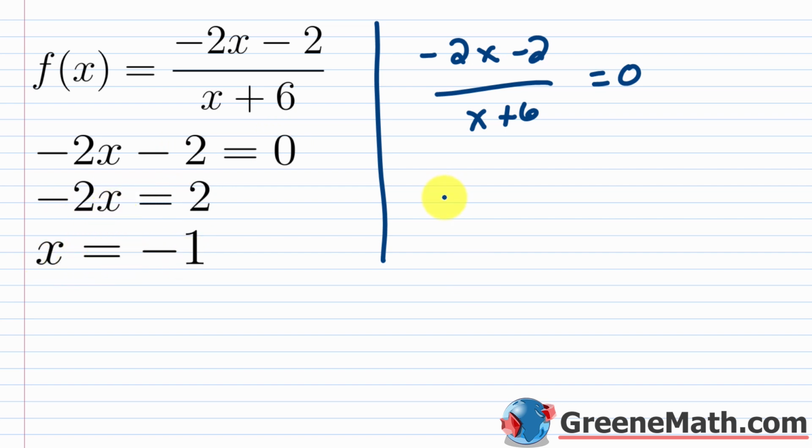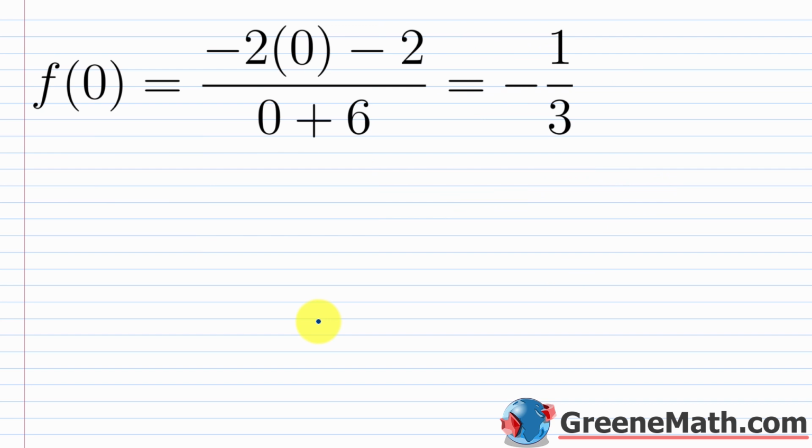So that means the x-intercept is going to occur at -1 comma 0. So what about the y-intercept? So for this, you're going to look at f of 0. So this equals negative 2 times 0 minus 2 over 0 plus 6. So this right here would go away. You would basically have negative 2 over 6, which is going to simplify to negative 1/3. So the y-intercept, let me fix that, is going to occur at 0, negative 1/3.